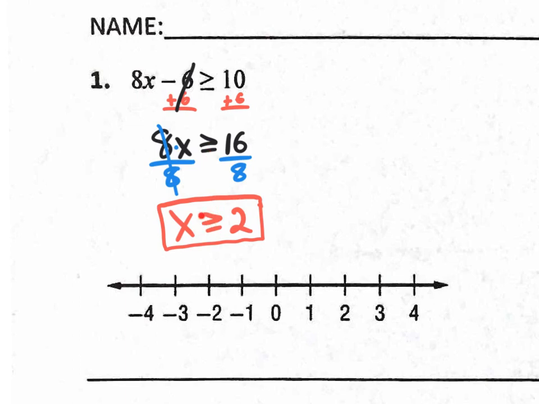Now what does this mean? Well, remember, if it opens up towards this, that means that this is greater than that, right? Think of the hungry alligator. It always wants to eat the greater value. So x is greater than or equal to 2.